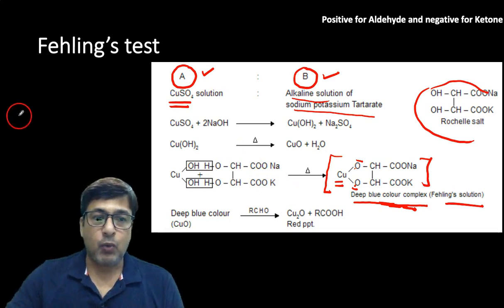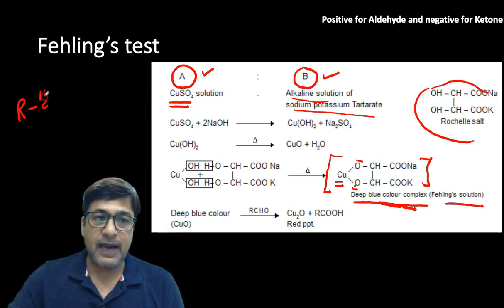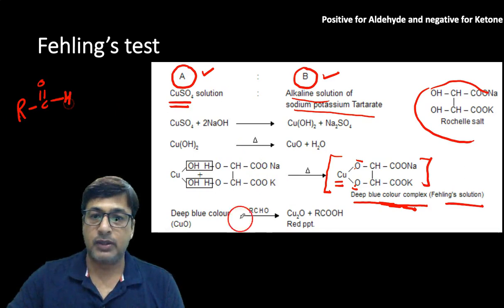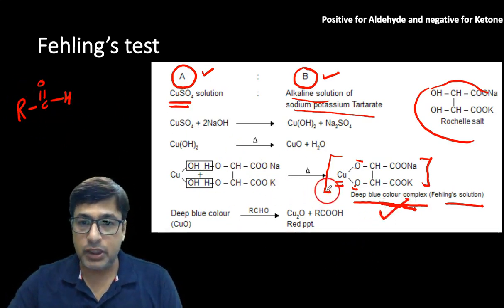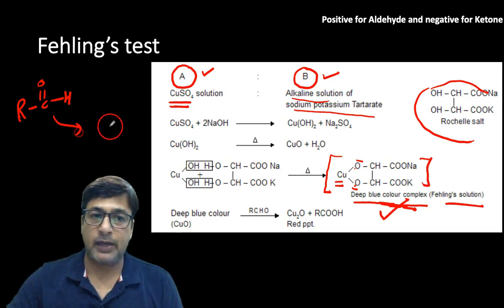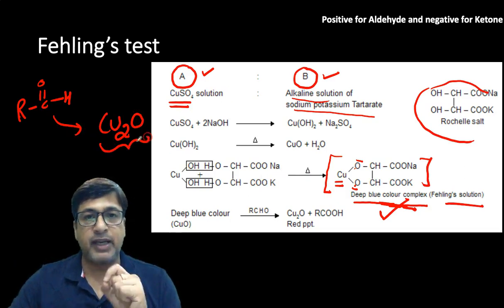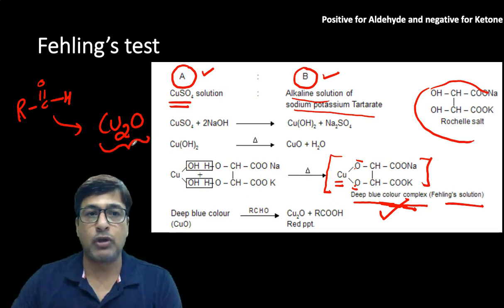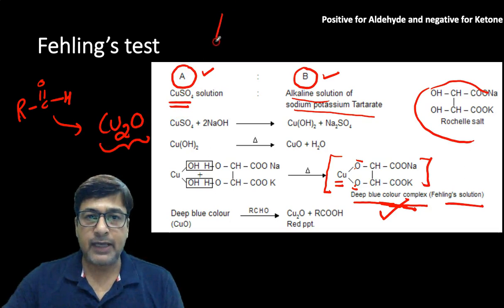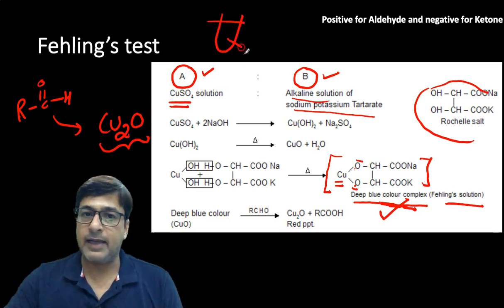Now what happens when aldehydes react with this Fehling solution, this deep blue color complex? It converts Cu plus 2 to Cu plus 1. So it is converted to Cu2O. Now this Cu2O is actually a brick red precipitate. Because of this, it is a positive test for all aldehydes. So what you will do, you take a test tube, and this test tube actually consists of aldehyde.